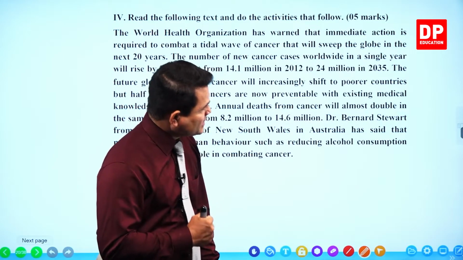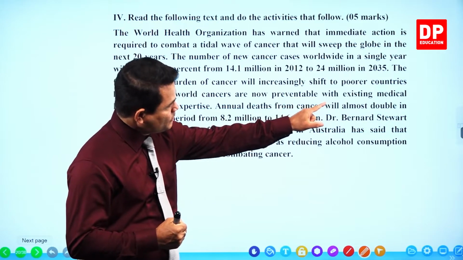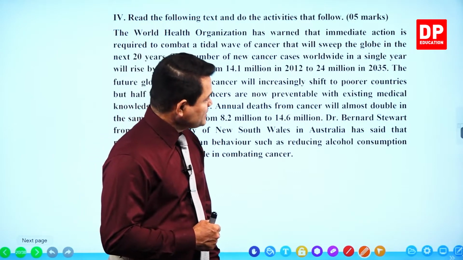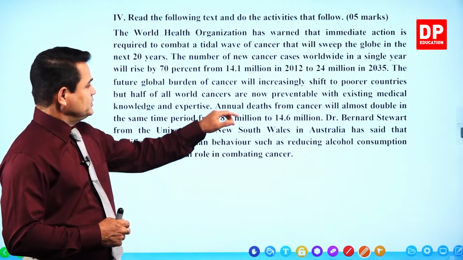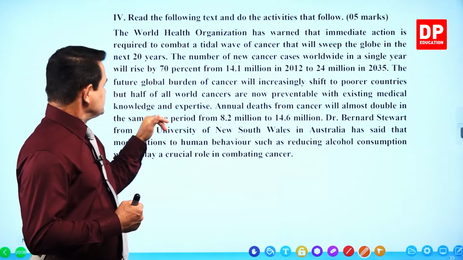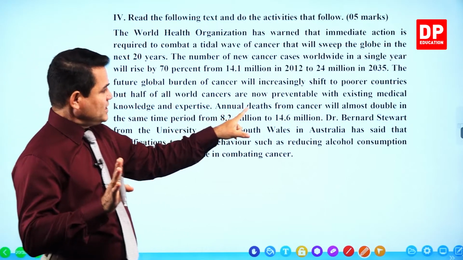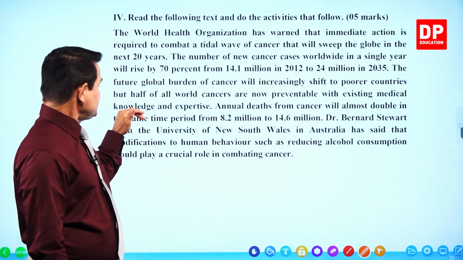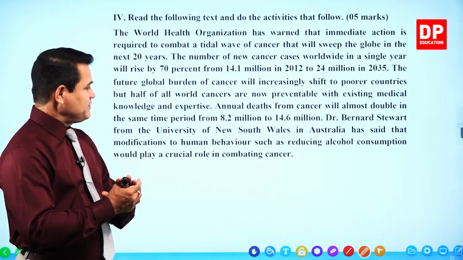will increasingly shift to poorer countries. Especially this will go to the poorer countries. But half of all world cancers are now preventable with existing medical knowledge and expertise. So these are preventable. Half of all world cancers can be prevented with existing medical knowledge and expertise. They can stop this, they can prevent it.